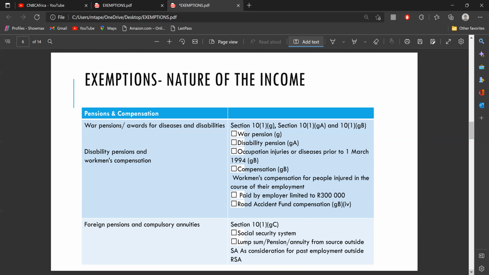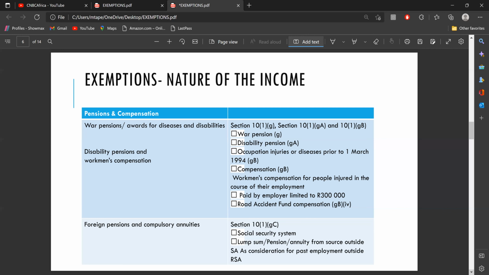So let's take a look at the war pensions or awards for diseases and disabilities. If you get a war pension, this would be exempt in terms of Section 10(1)(g). If you get a disability pension, it would be exempt in terms of Section 10(1)(ga). And for occupation injuries or diseases prior to 1 March 1996, this would be exempt in terms of Section 10(1)(gb).